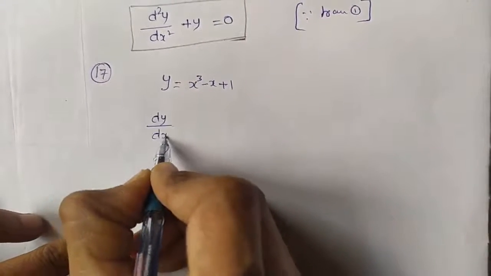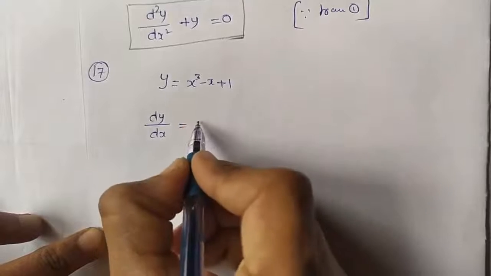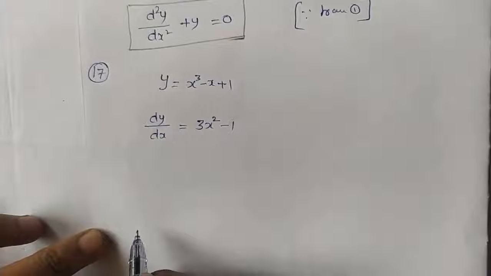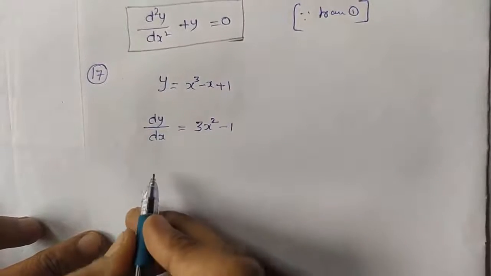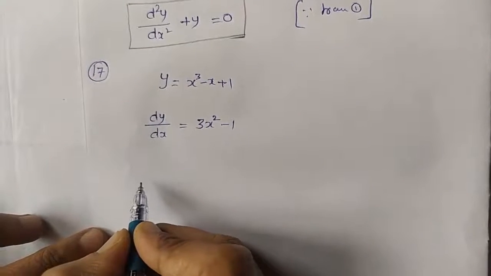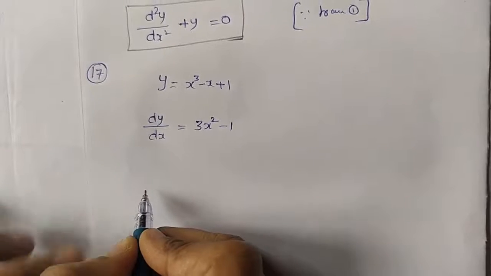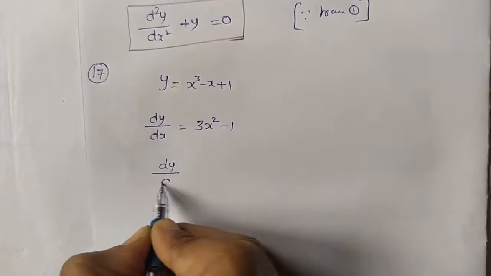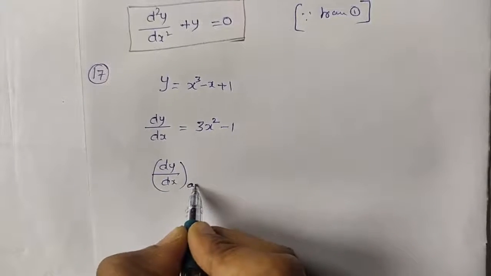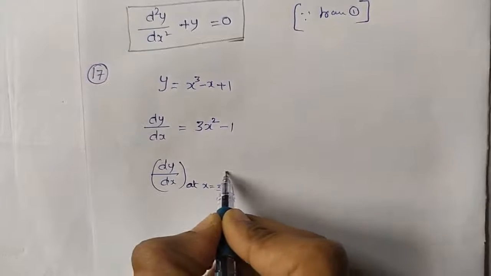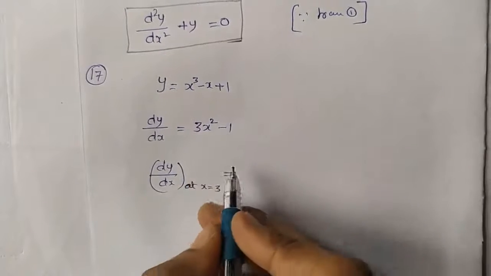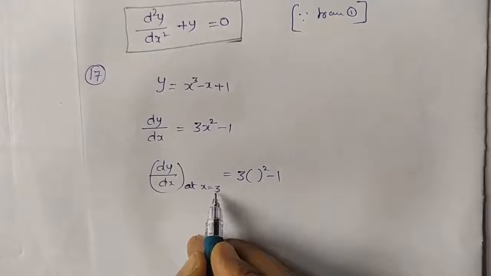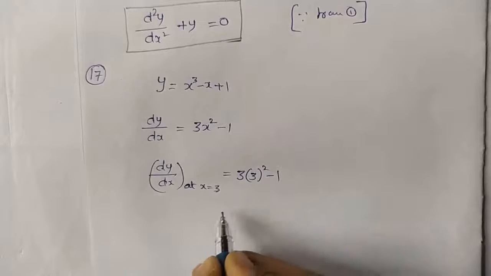dy by dx equals differentiation of x cube is 3x square, minus differentiation of x is 1, so 3x square minus 1. Differentiation of 1 is 0. We need to find the slope of the tangent at the point whose x coordinate is 3. So dy by dx at x equals 3 equals, in place of x you put 3, so 3 into 3 square minus 1.